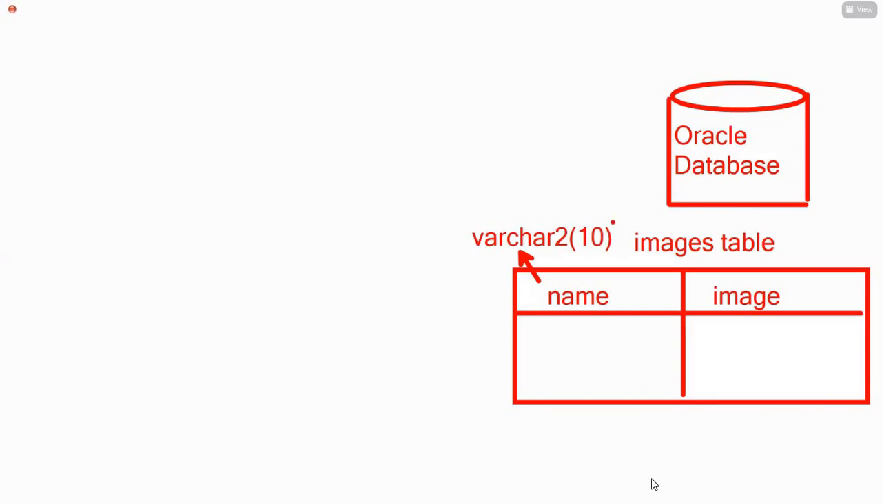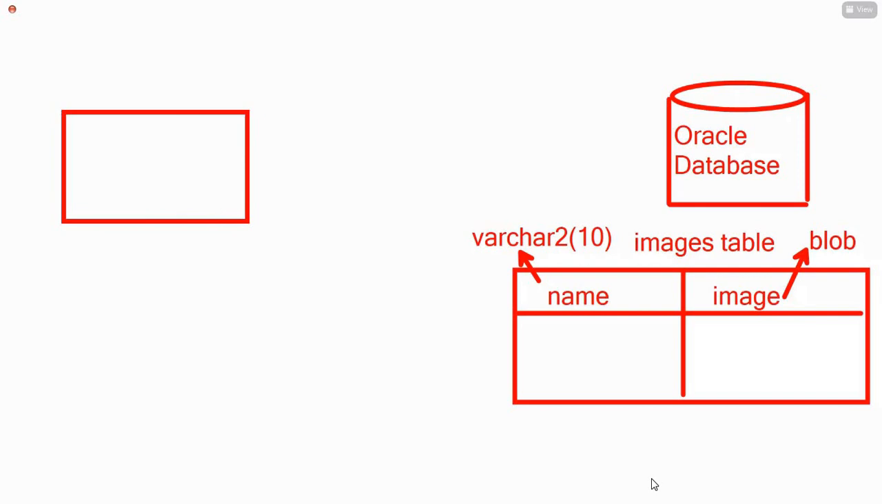Now, this image, which type is required? BLOB type. It is name of the image varchar 10, and here the image I want to store, that's BLOB. If you want to store a large amount of binary data or character data as a single entity, then BLOB or CLOB is required.